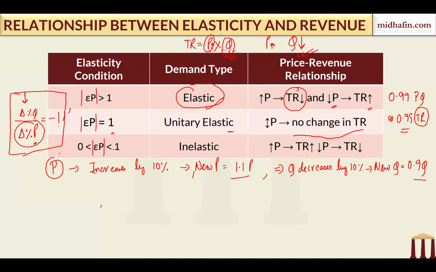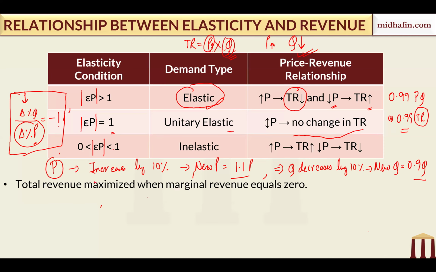Okay. Next, total revenue is maximized when marginal revenue equals 0. Of course, if marginal revenue is equal to 0, it means that you have reached the point of maximum total revenue. In the last class only we have done this. What was marginal revenue, if you remember? Marginal revenue is nothing but the revenue from each additional unit.